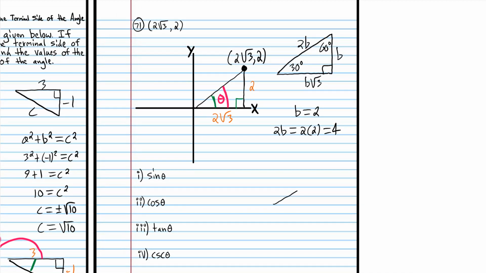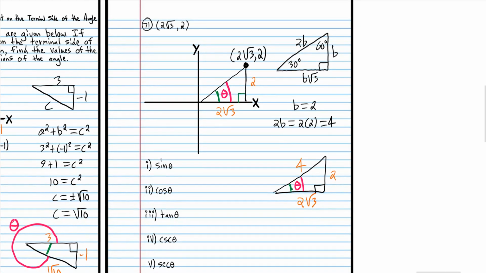So now let's draw the triangle and write the side lengths. So this side is 4, this side is 2, and this side is 2√3. And now we can calculate the values of our trigonometric ratios.